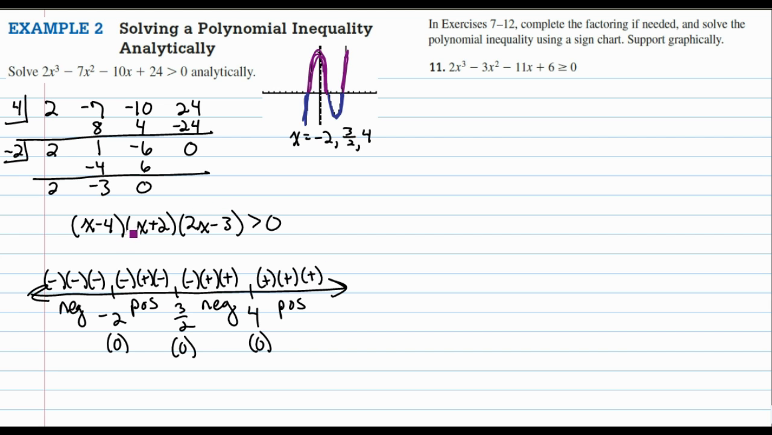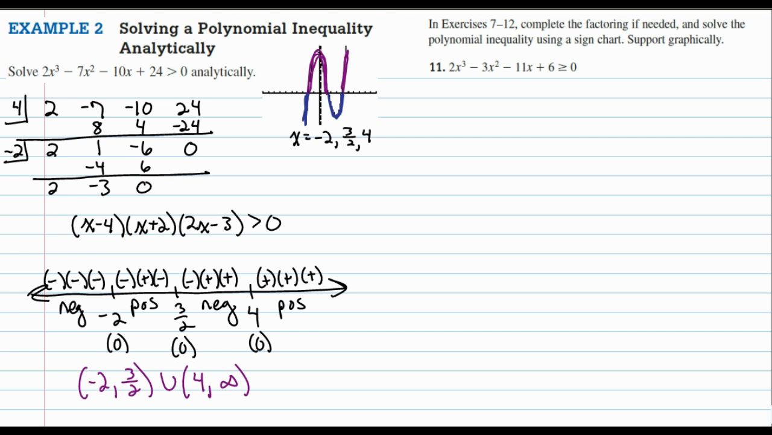So this inequality is asking for what x values make that polynomial greater than 0, not equal to, greater than 0. So the final answer would be anything between -2 and 3/2, not including -2 and 3/2, because they make it equal to 0, not greater than 0. And then again, anything from 4 to infinity, not including 4, because 4 makes the polynomial 0.